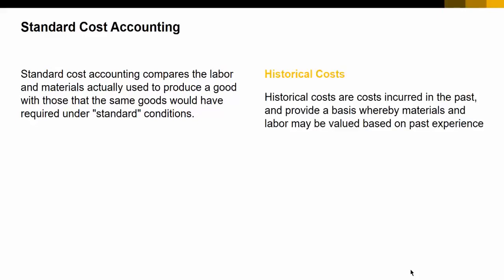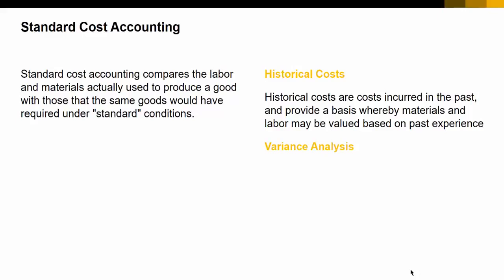First, historical costs. Historical costs are costs that have been incurred in the past for items such as components or labor or resources or overhead. It provides the basis whereby materials and labor may be valued in the future based on past experiences.